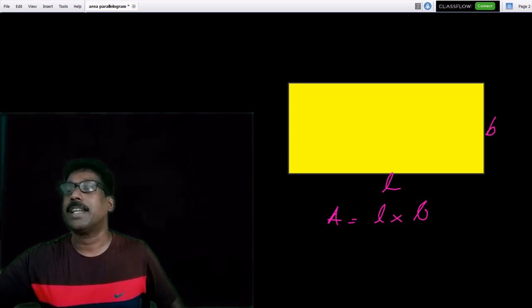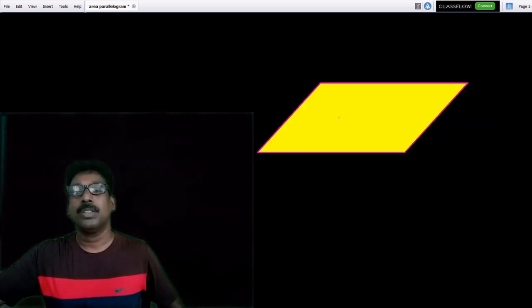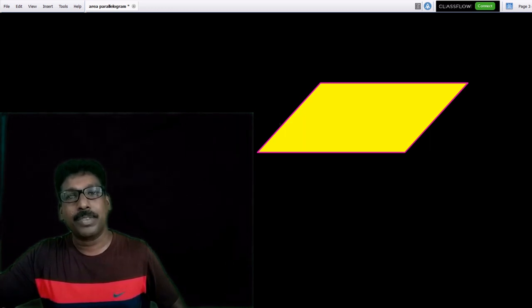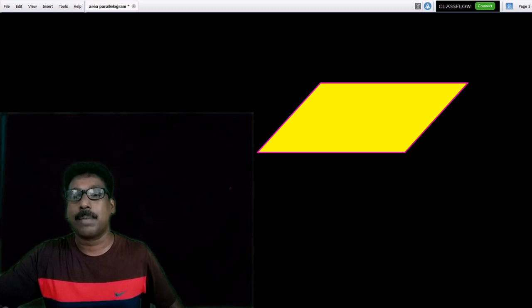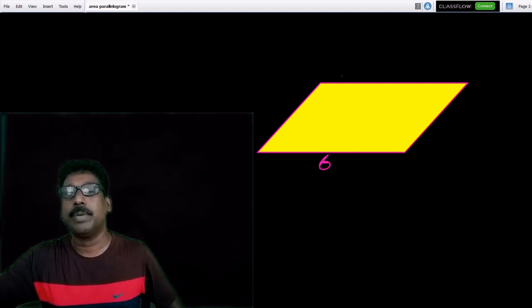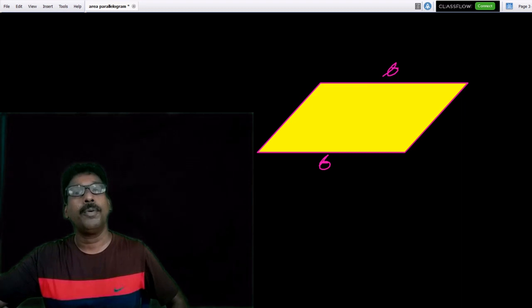Now, let me take a parallelogram. Parallelogram, you know, its opposite sides are parallel and equal. Let me take, suppose B is the base of the parallelogram. And what will be this side? Yes, it is also equal to B.